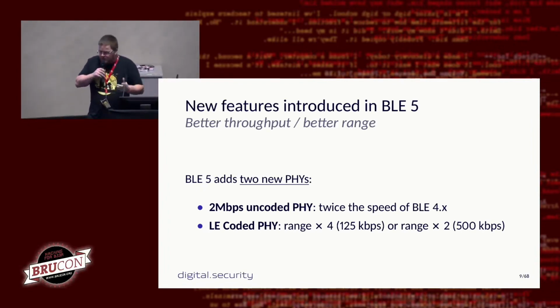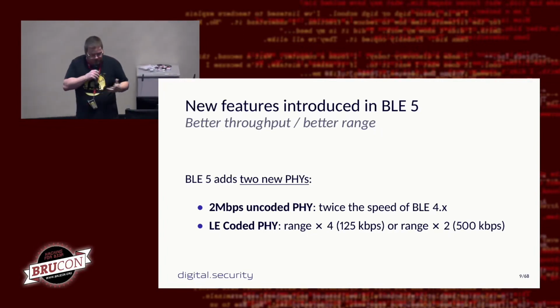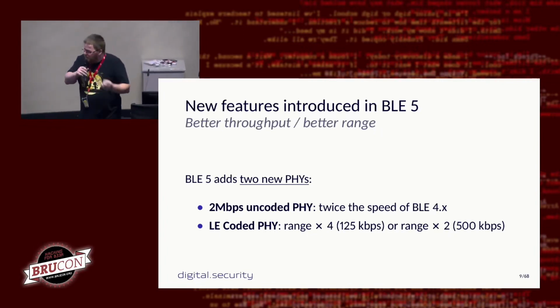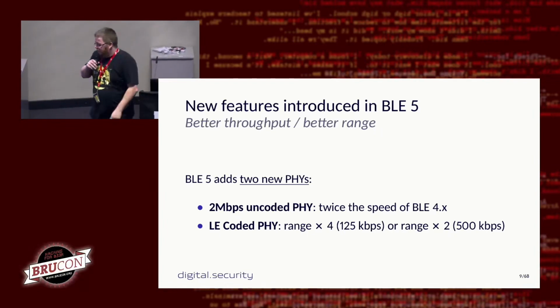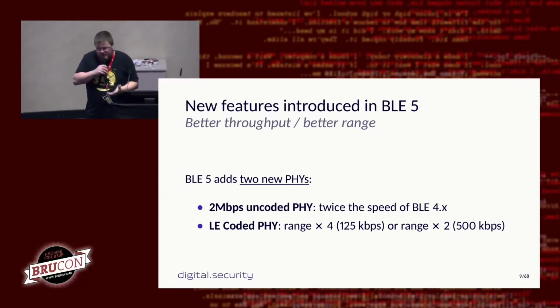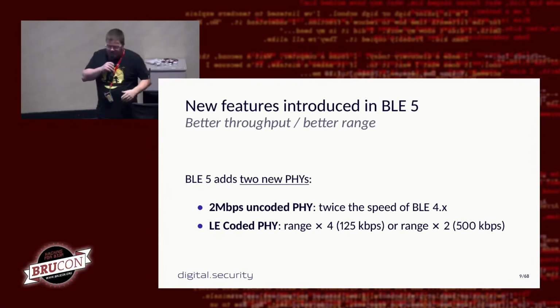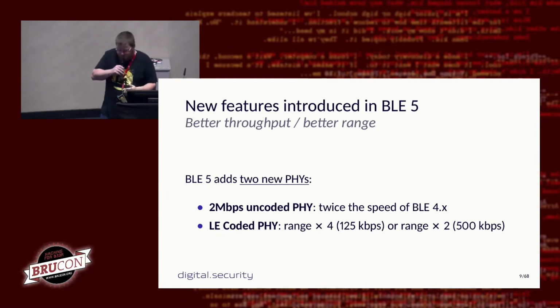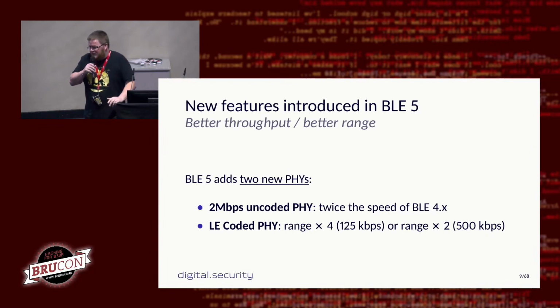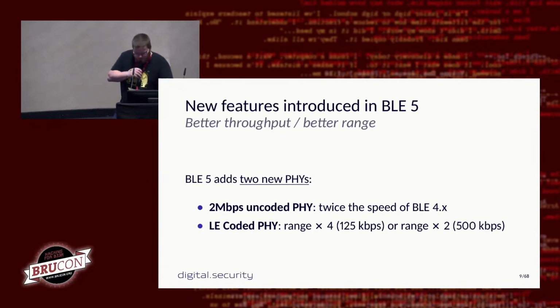So there are two possibilities here. The first one is to have a range multiplied by 4, so up to 240 meters, but you have to send data at a bit rate of 125 kilobits per second. Or you can send data up to 100 meters, but you can send this data at 500 kilobits per second. So this is faster, but you cannot go further with this version of the PHY.